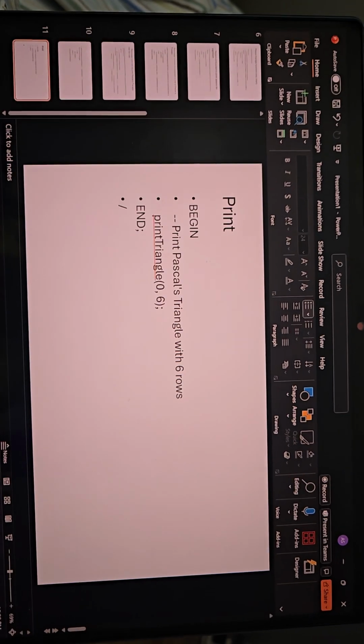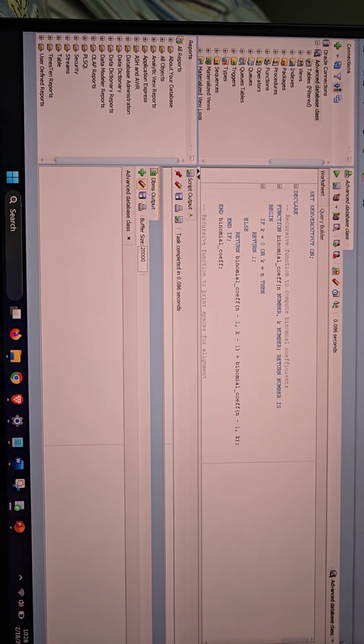And so this is the final print statement for 6 rows. I have that over here. So when I run it, this is the output I get.